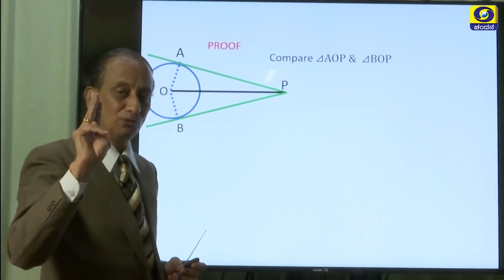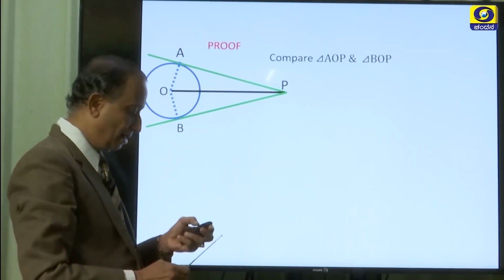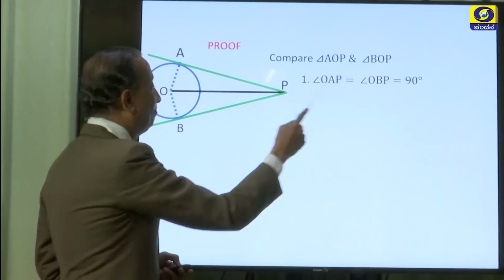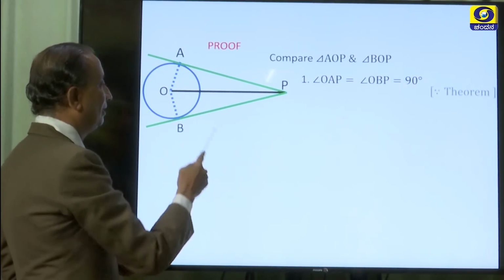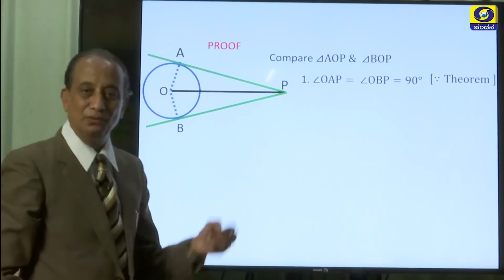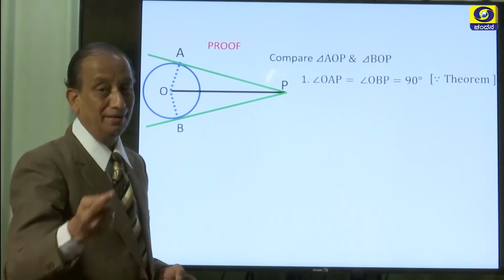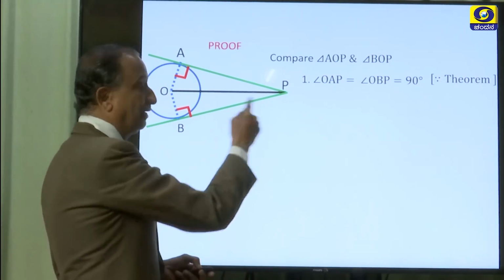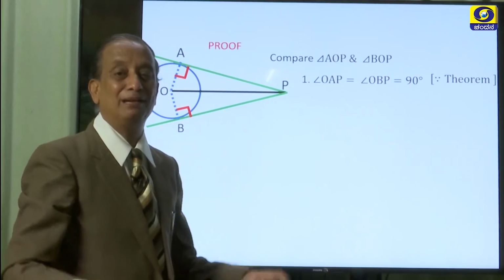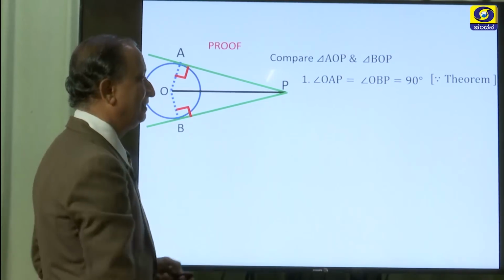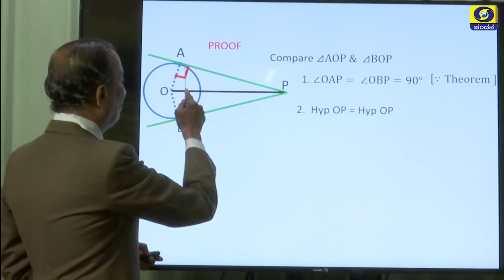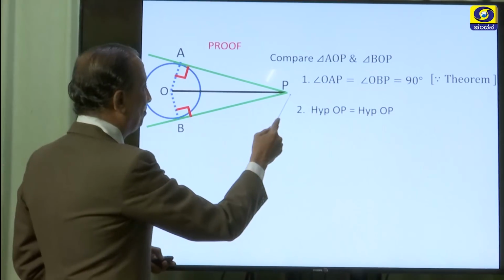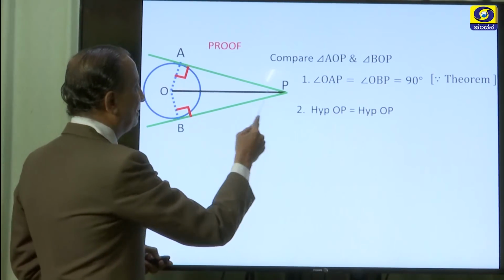So you know already that only 3 elements are to be listed. Point number 1 is angle OAP. This angle is equal to angle OBP, you know, because of 4.1: the radius and the tangent at the point of contact are perpendicular to each other. See, theorem number 2 we are able to prove with the help of theorem number 1, which we have learned just now. Point number 2, once this becomes a right angle triangle, when this is 90, this is the hypotenuse.